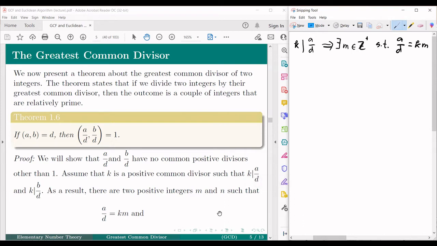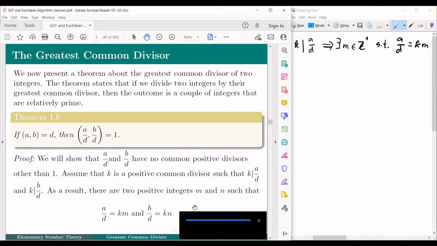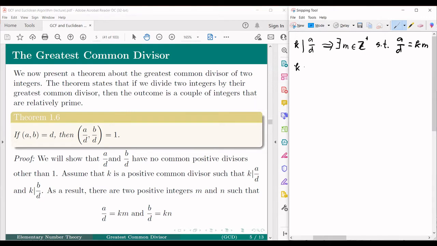Then for K divides B over D, we have this one. Using the concept of divisibility, which I discussed in my previous video, this means that for some positive integer n, there exists a positive integer n such that B over D equals the product of n and k, or we have kn.